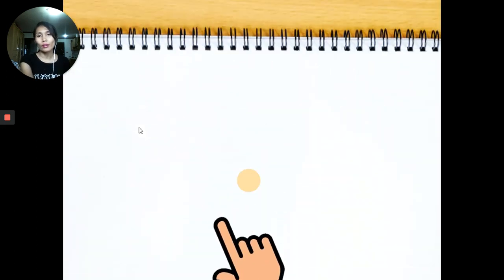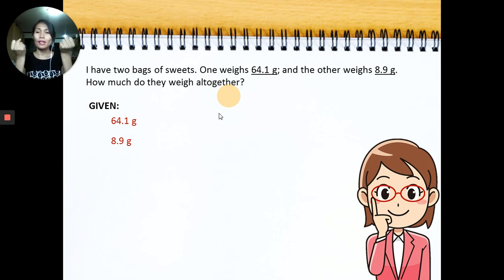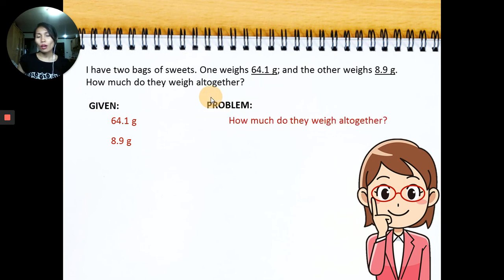Okay, let's try another problem. I have 2 bags of sweets. One weighs 64.1 grams and the other weighs 8.9 grams. How much do they weigh altogether? Okay, so again, the givens are 64.1 grams and 8.9 grams. So these are the 2 bags. The first bag weighs 64.1, the second bag weighs 8.9 grams. So the question or the problem is, how much do they weigh altogether?